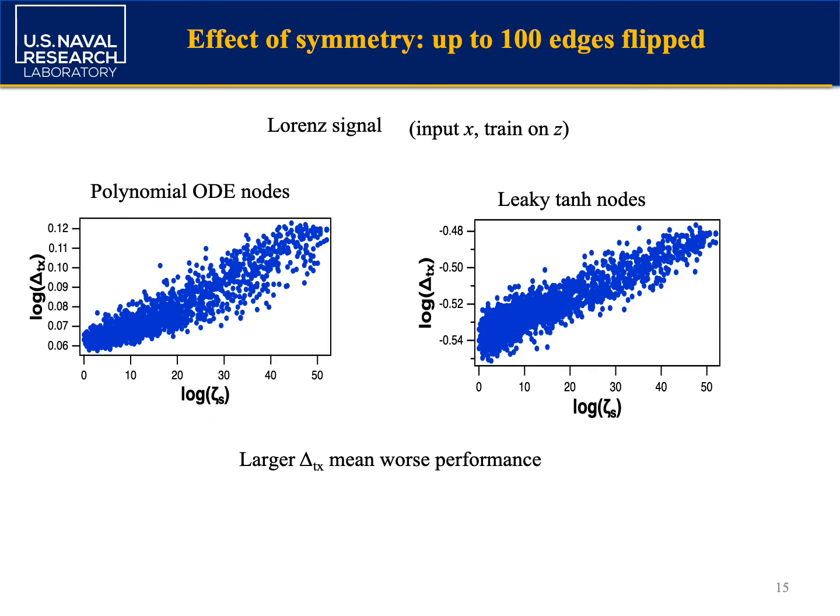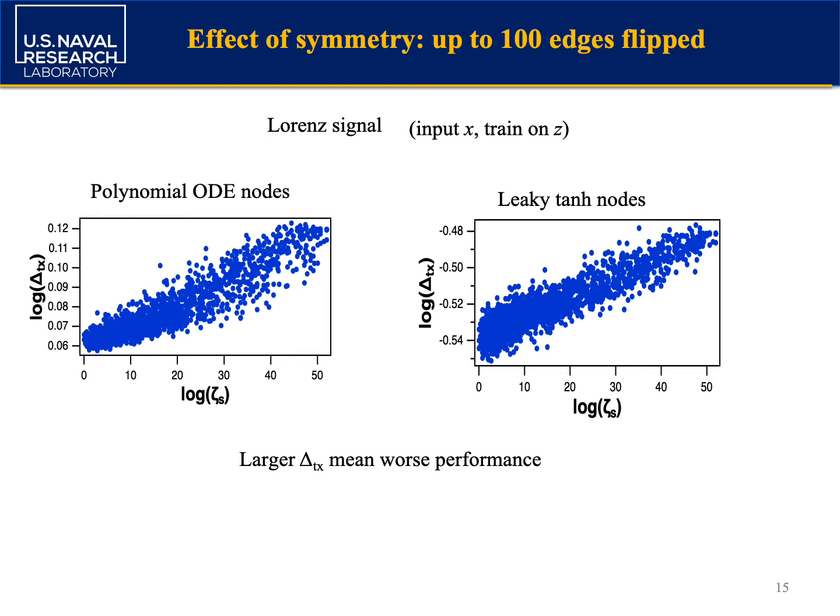So here's effective symmetry for up to 100 edges flipped. On the left, I have the result for the polynomial ODE nodes. The x-axis is log of the number of symmetries, and the y-axis is the log of the testing error. So larger testing error means worse performance. And you see the log of the number of symmetries goes from 0 up to 10 up to 50. So that's up to 10 to the 50th symmetries. That's a pretty broad range.